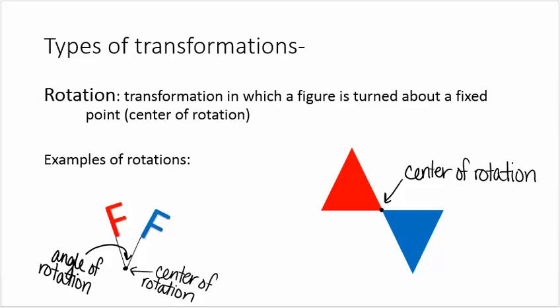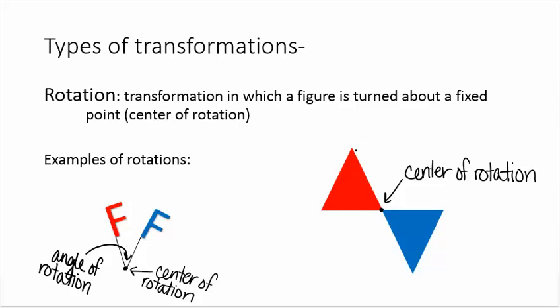A little bit easier to see is when a rotation happens about a point that's actually on the figure. So you can see here the red triangle is our pre-image, and the blue triangle is what has happened after this figure was rotated about this point here.